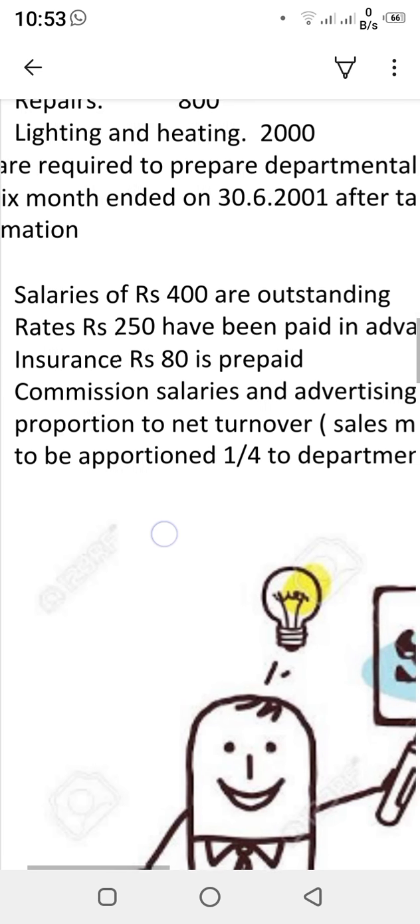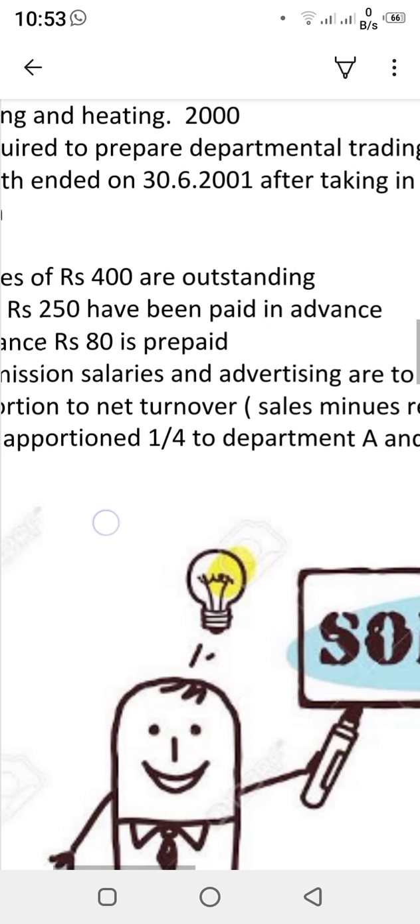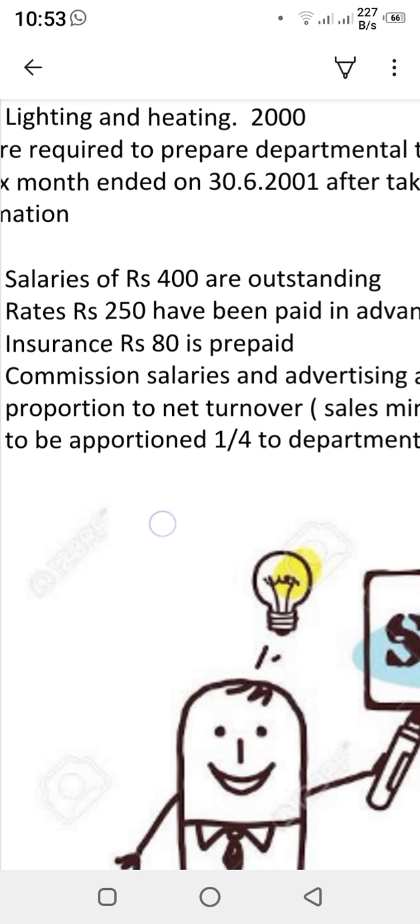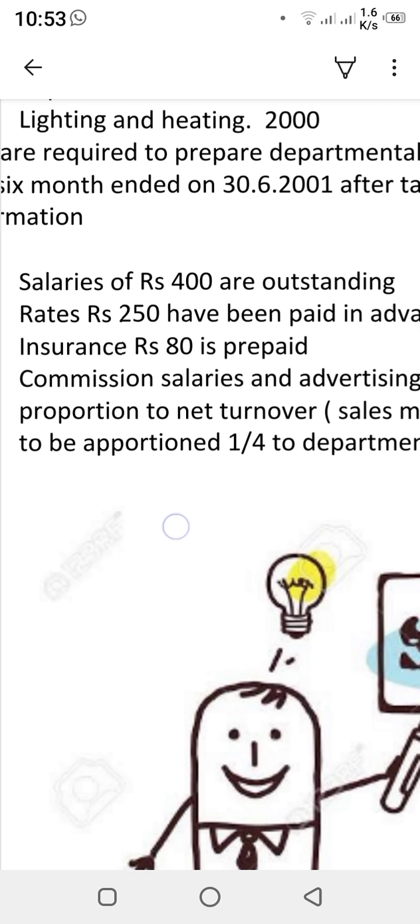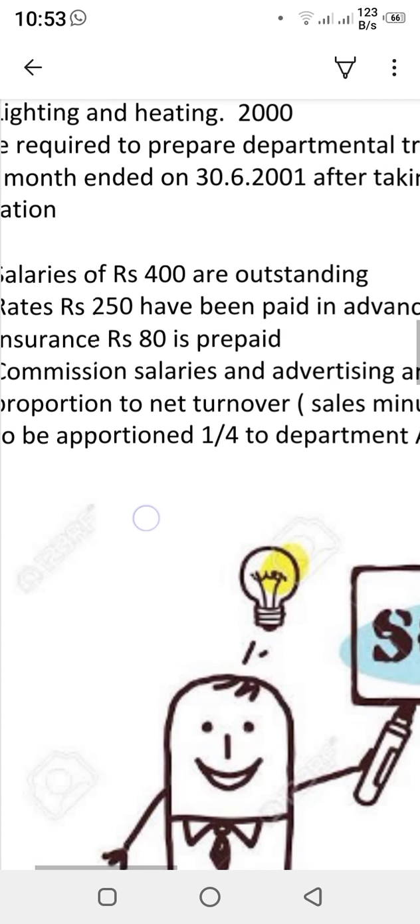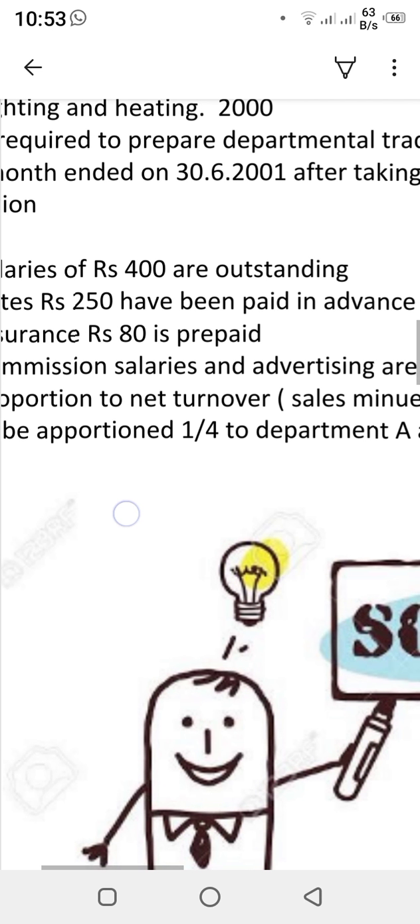2 rates ₹250 have been paid in advance. Have been paid in advance means it's those amount or those portion of rates which are not required to pay, but it's paid in advance. It's paid for the upcoming period.